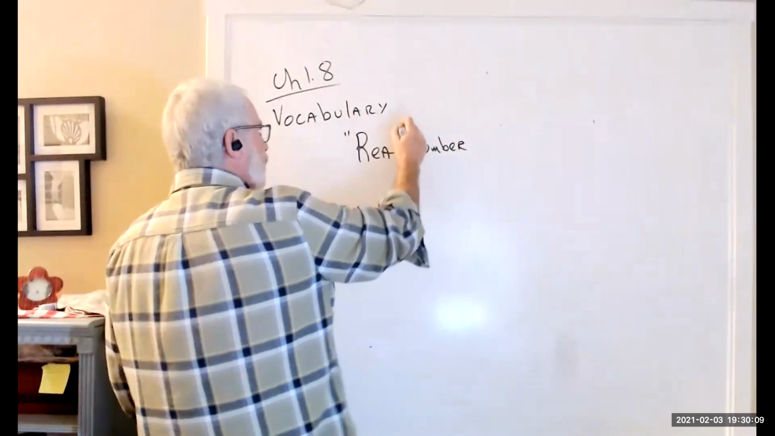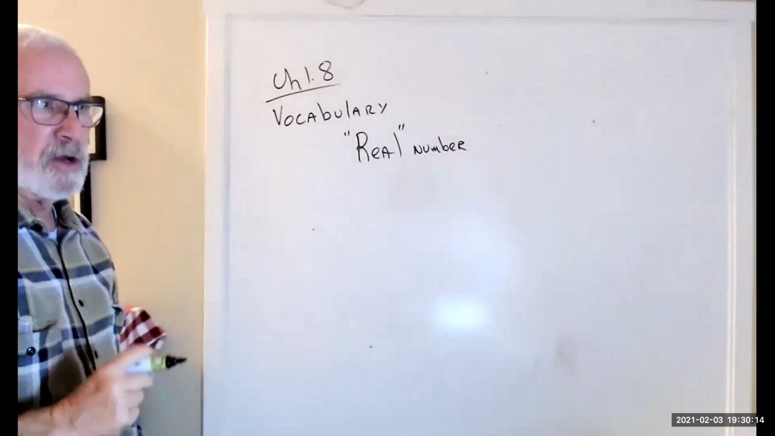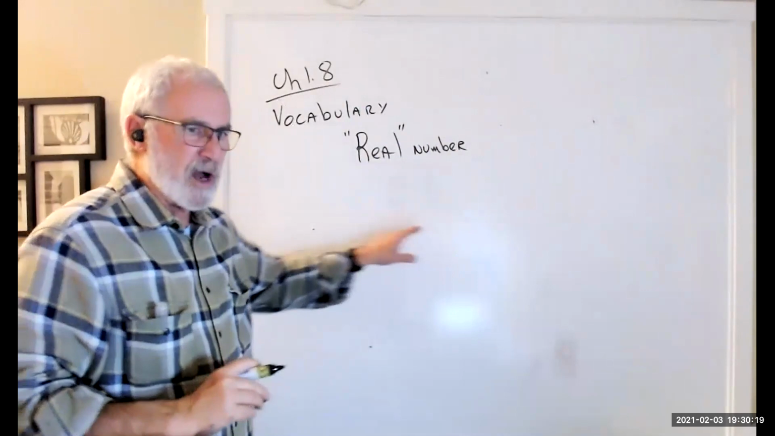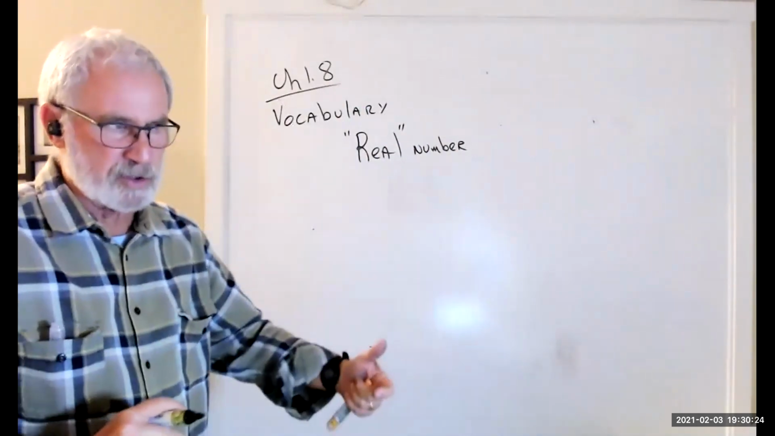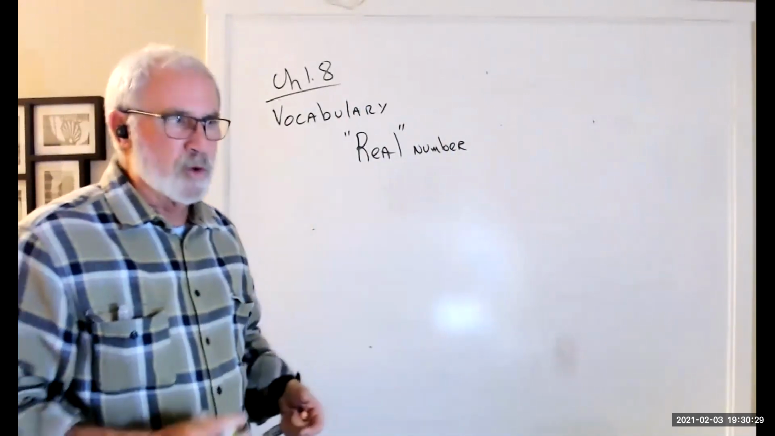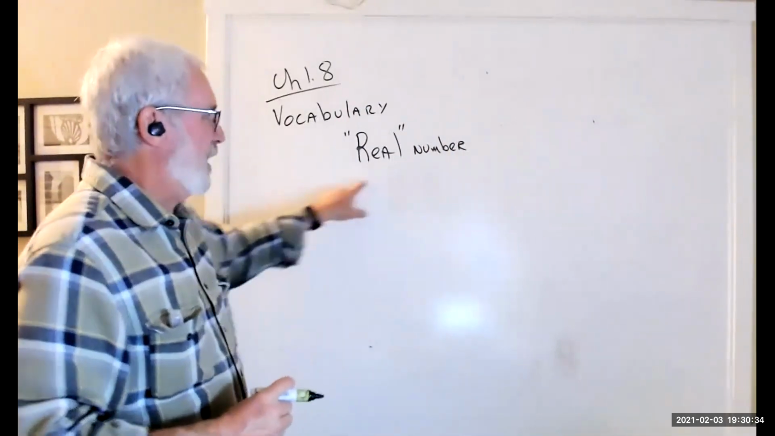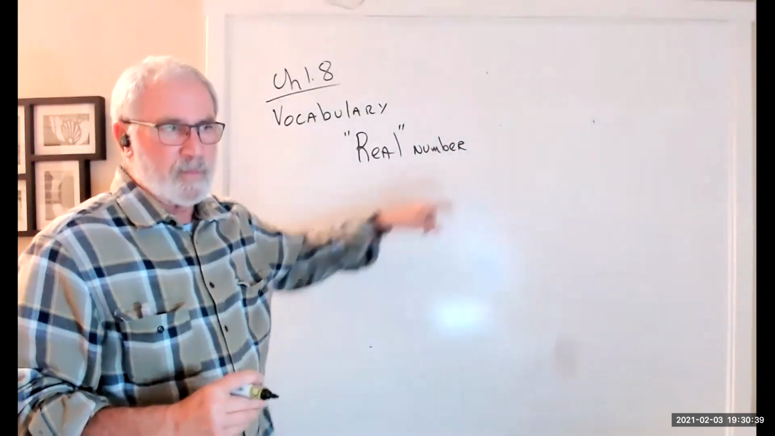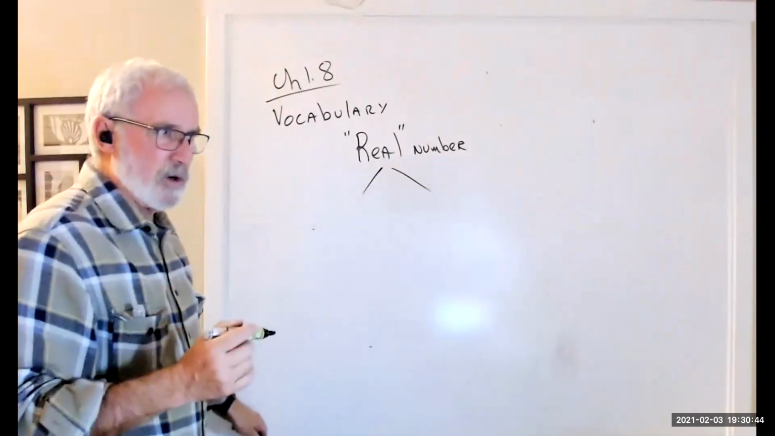When we talk about a real number, you'll hear that phrase a lot. That is every number on the number line. The real numbers are any number you can find on a number line. They're all the fractions, all the decimals, all the square roots, all the positives, all the negatives. Anything you can find on a number line is called a real number. The real numbers are divided into two major categories.